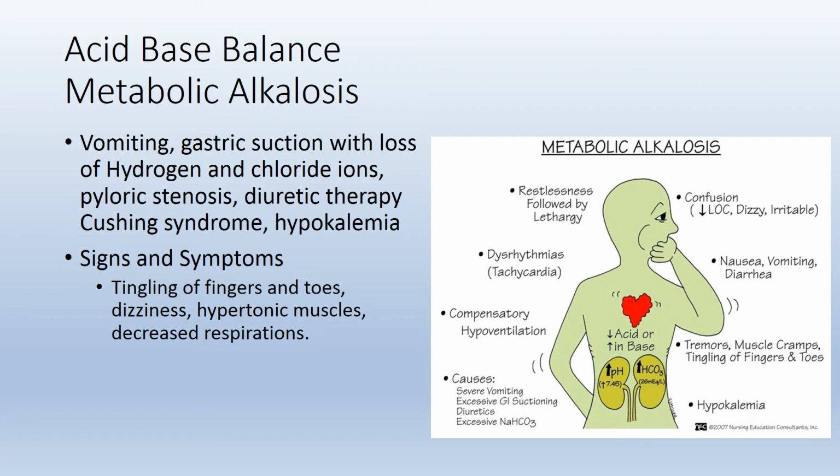Before I forget, vomiting, gastric suction, and pyloric stenosis. Pyloric stenosis is where there is a narrowing of the pyloric sphincter, and it makes it harder. Usually the patients have frequent emesis, and they lose a lot of electrolytes. So with pyloric stenosis, usually they'll need corrective surgery. Before they're diagnosed, their ABG will always come back with metabolic alkalosis.